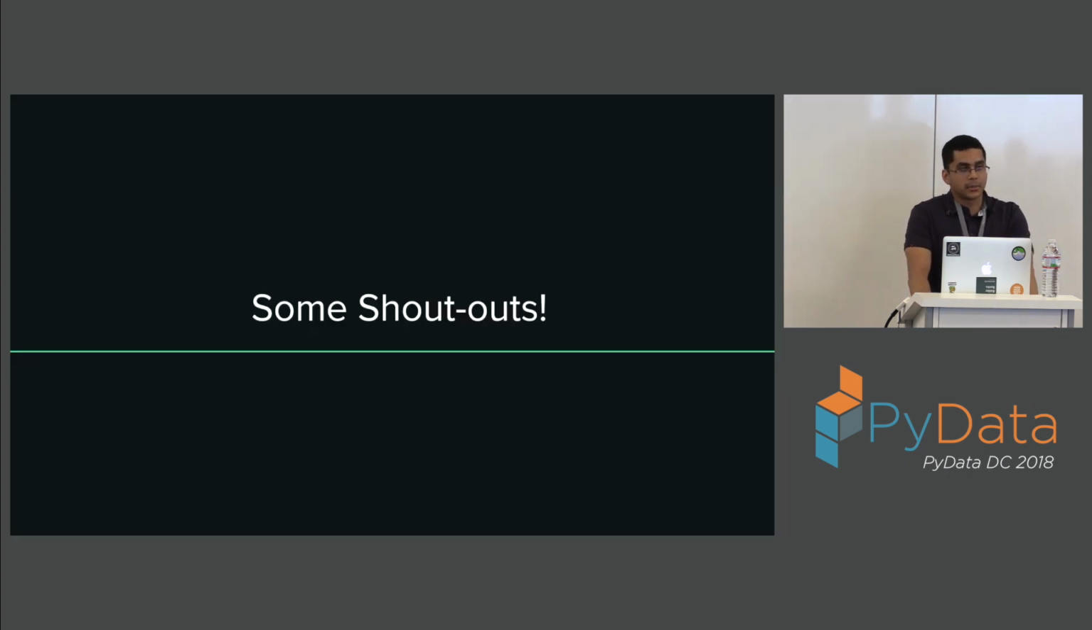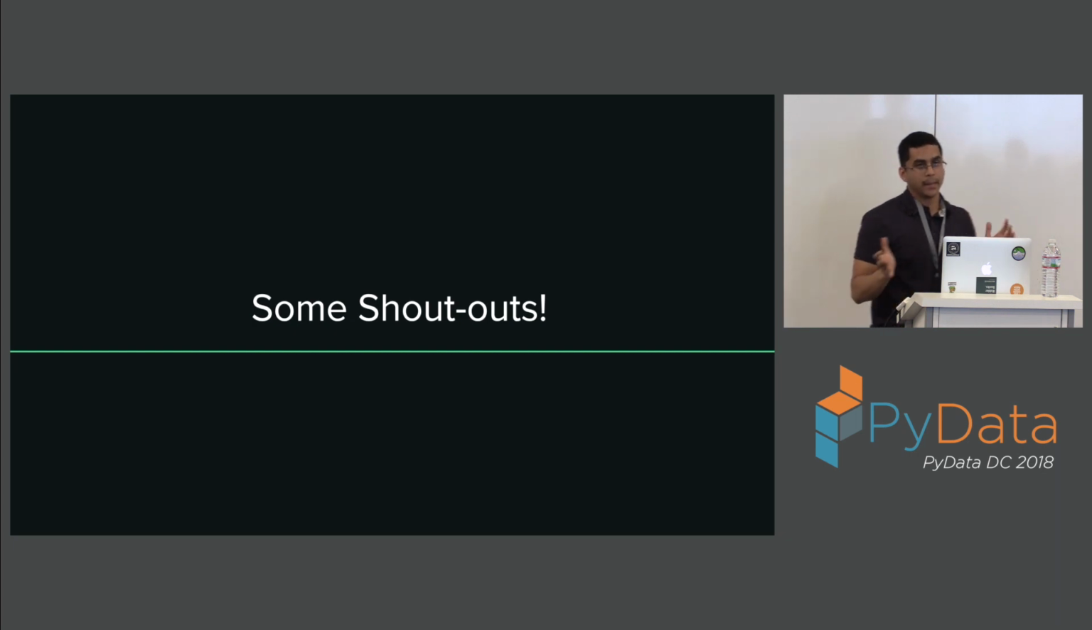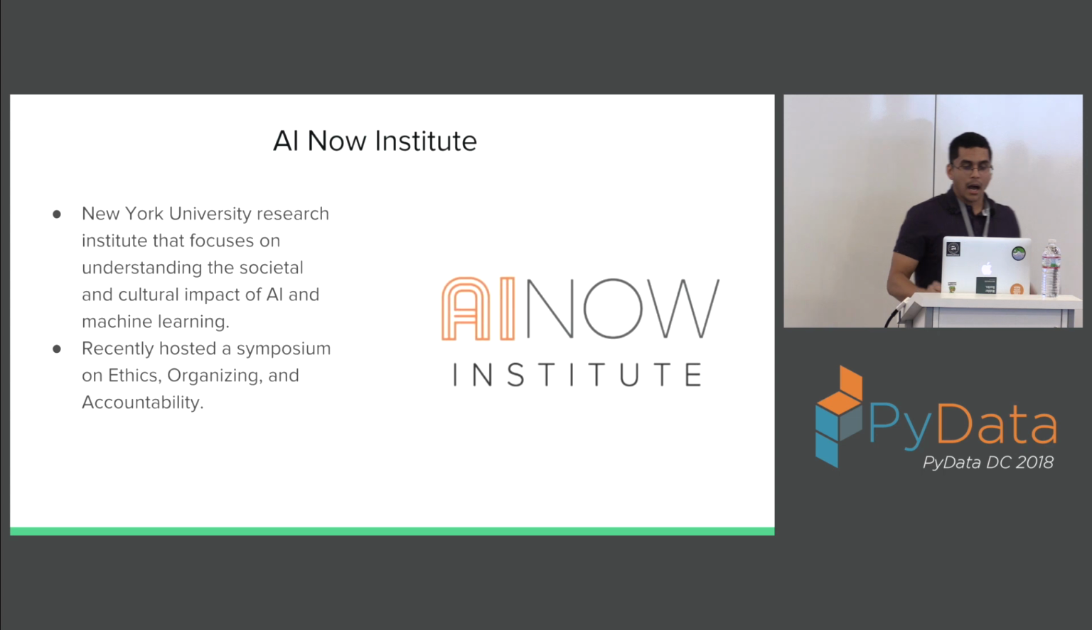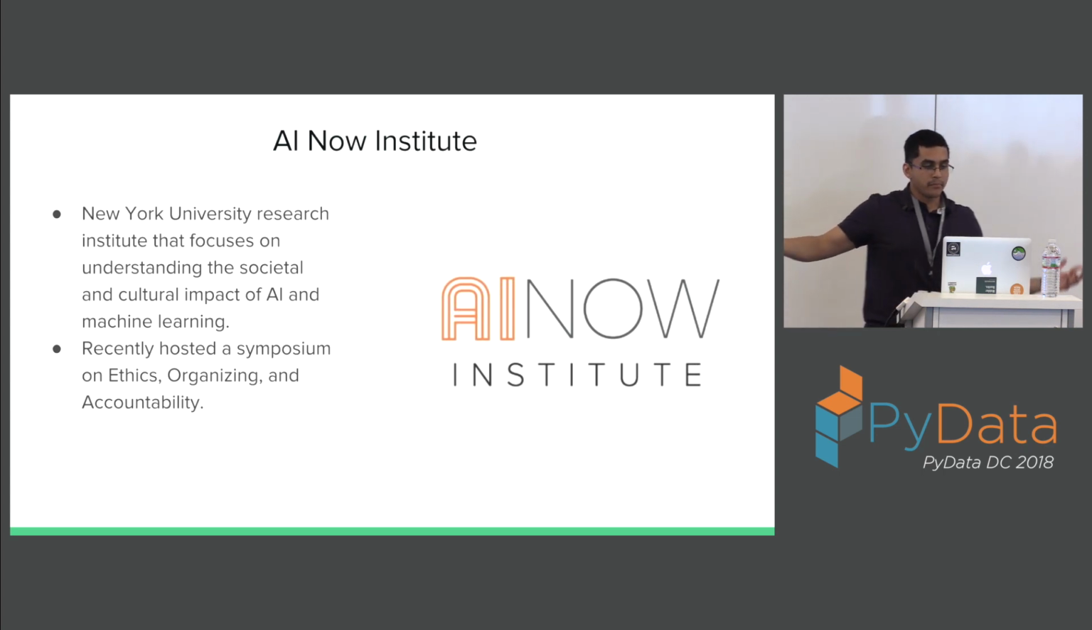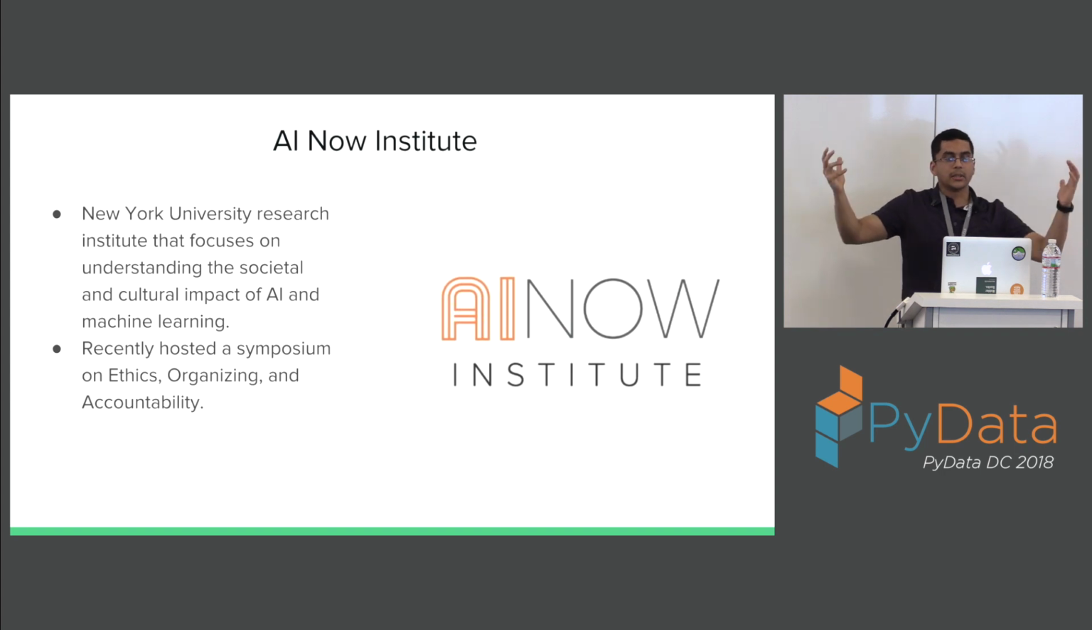And I guess finally, I'm going to give some quick shout outs to some organizations I think are really cool. As a quick note, I am from New York City, so these are sort of New York-centric things. If there are equivalent organizations in the DMV area, please let me know after this talk. First is the AI Now Institute. This is a research institute out of NYU, and it focuses on the societal and cultural impacts of AI.